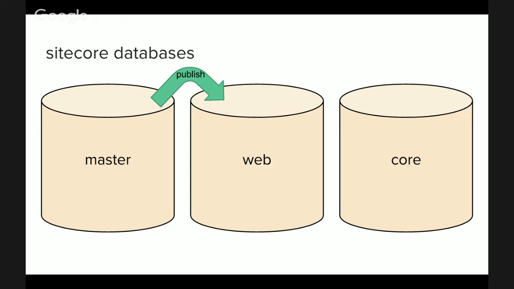And then core is another database that follows a similar structure to master and web. And core is where Sitecore stores a lot of its own configuration in order to run itself. So a lot of the configuration of the authoring environment itself is served out of core. The configuration of it there can be changed. So those are the 3 main databases.